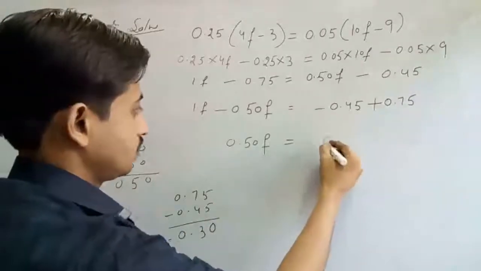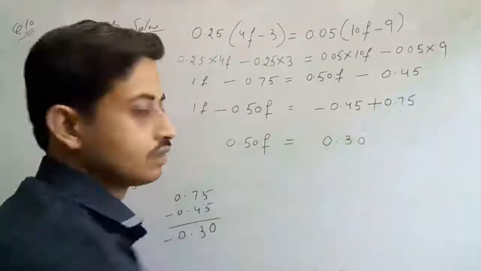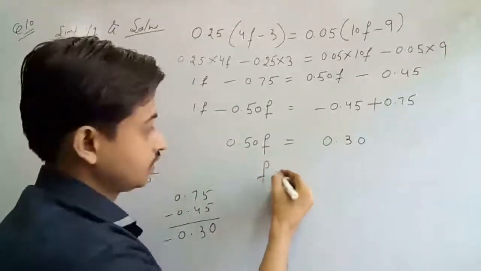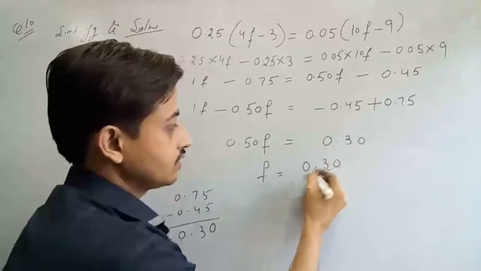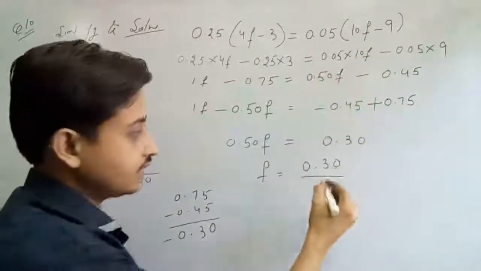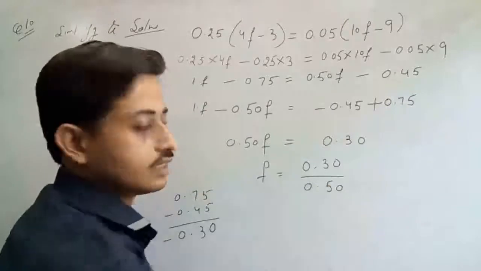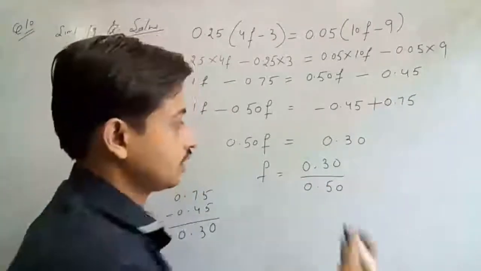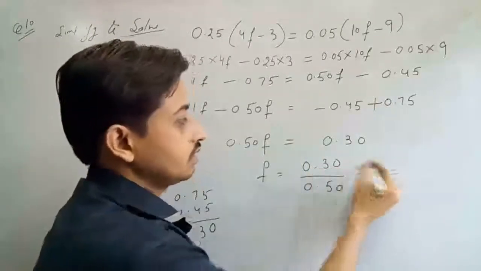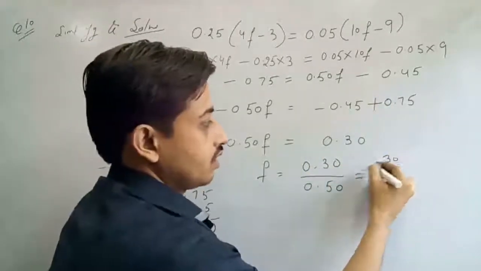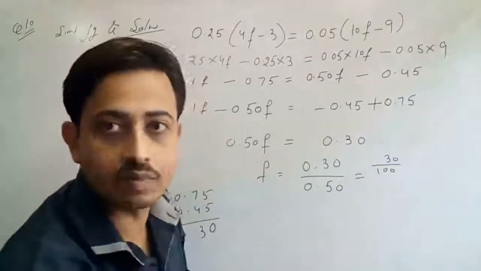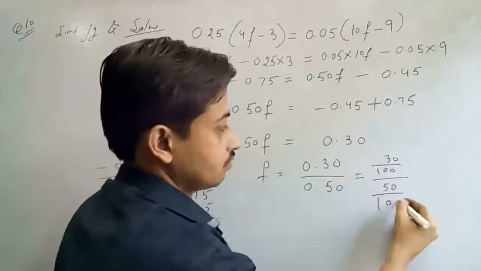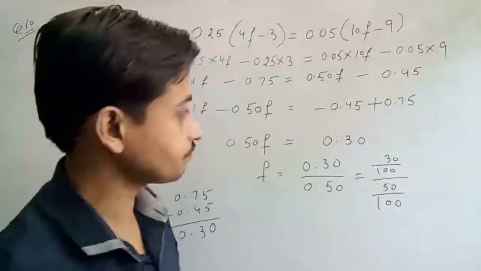Now solve this. We have to find out the value of f. So I have to take this 0.50 to the right hand side. What will we get? This 0.50 goes to the denominator. Now we have to solve this. How will we solve it? Try to remove the decimal points. Here this can be written as 30 divided by 100 if we remove the decimal point. Same here, if we remove the decimal point, we get 100.